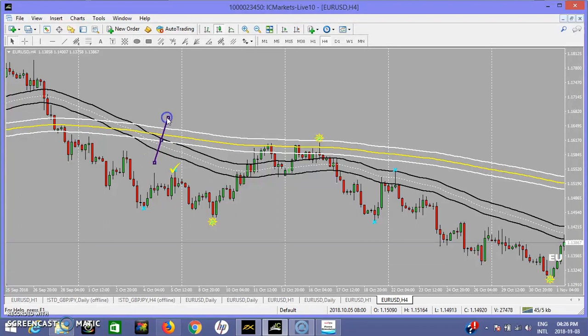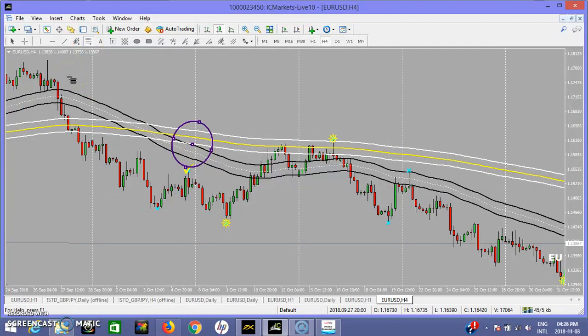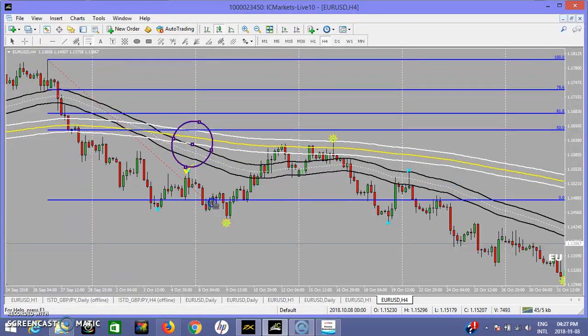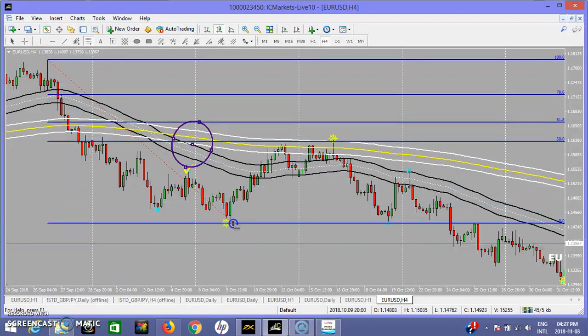First thing I see here, I'll wait for this cross. A cross has happened here on the EMAs. I don't take any trades there. I'll wait for price to come back to the EMAs. And indeed, I saw price coming back to the EMAs. Then I'll use the last high here and put my Fibonacci. Perfect. That was my last high here. Higher low, then lower low.